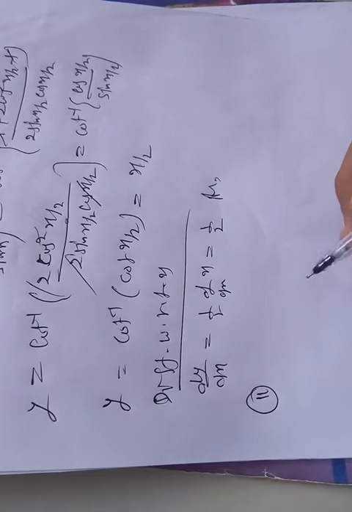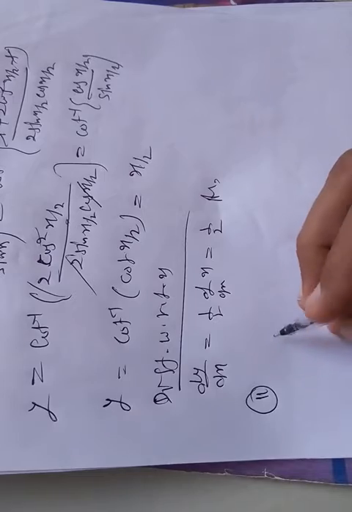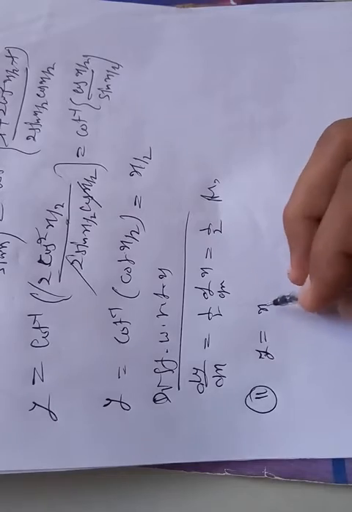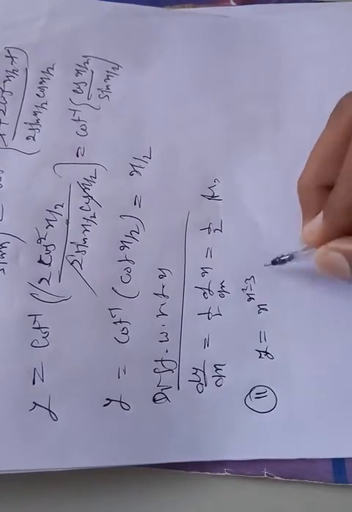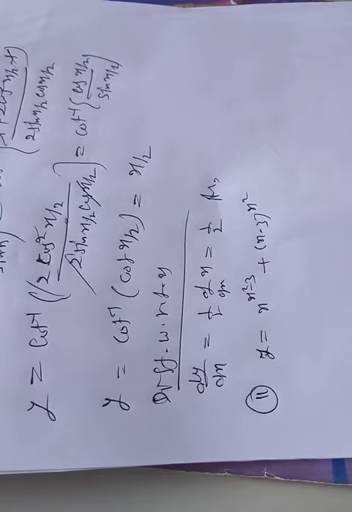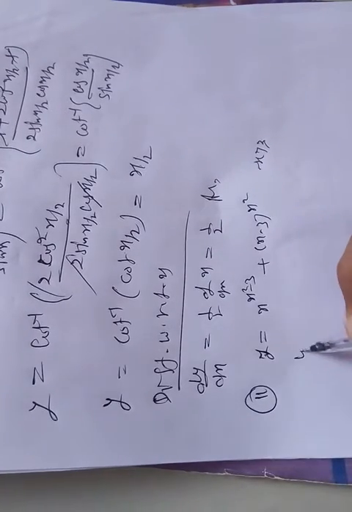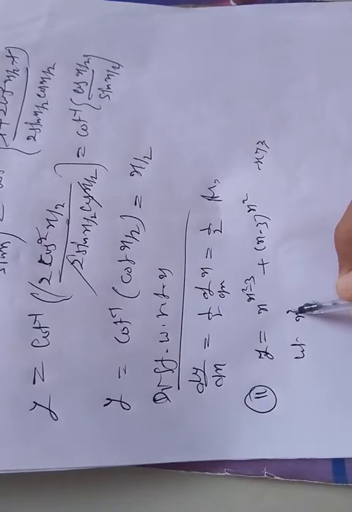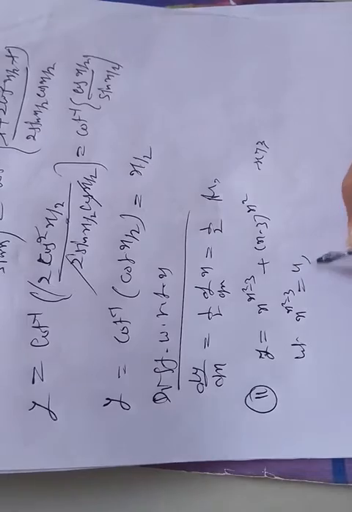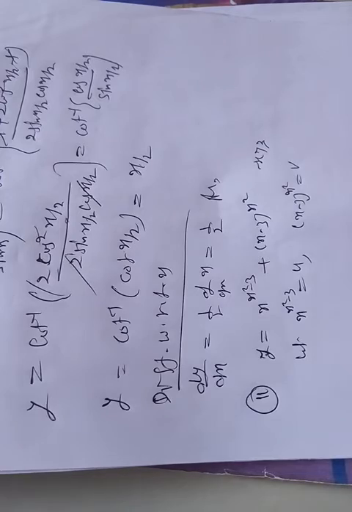This question 11 belongs to the exercise 5.4 type of questions. So let y equal to x raised to (x square minus 3) plus (x minus 3) raised to x square, for x greater than 3. So let x raised to (x square minus 3) equal u, and (x minus 3) raised to x square equal v.